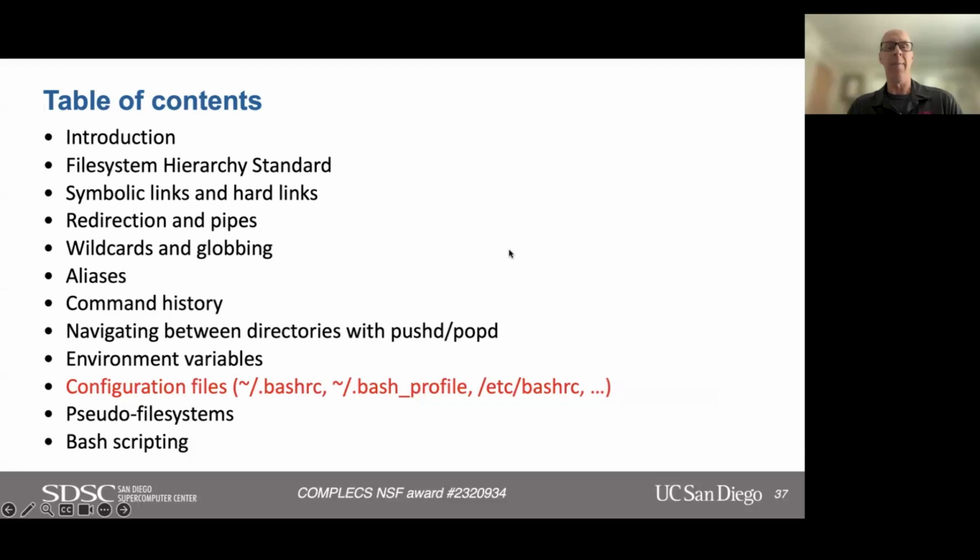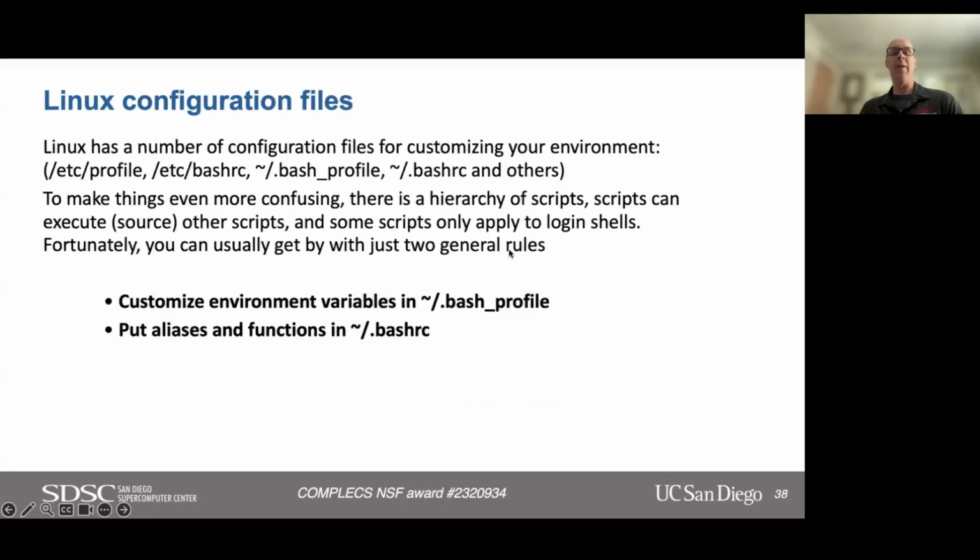Okay, configuration files. So Linux has a number of configuration files for customizing your environment: /etc/profile, /etc/bashrc, a .bash_profile and a .bashrc in your home directory, and others. And to make things even more confusing, there's a hierarchy of scripts. Scripts can execute other scripts, and some scripts only apply to the login shell. Fortunately, you can usually get by with just two general rules. You're going to customize environment variables in your .bash_profile, and you're going to put aliases and functions into your .bashrc.